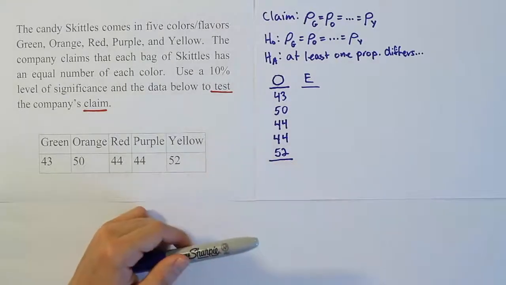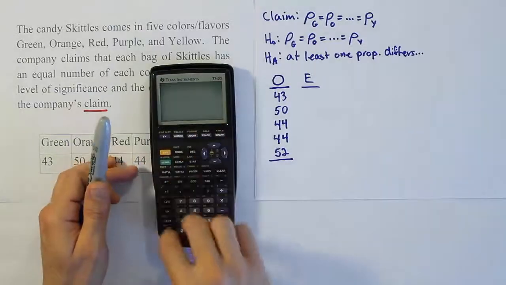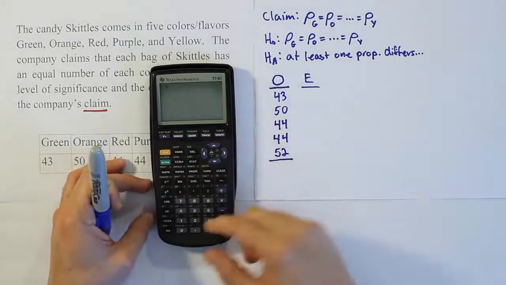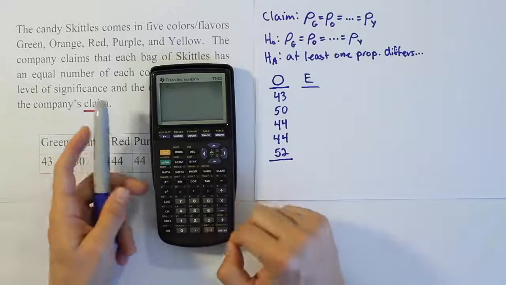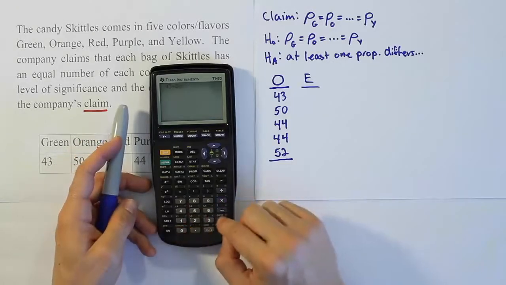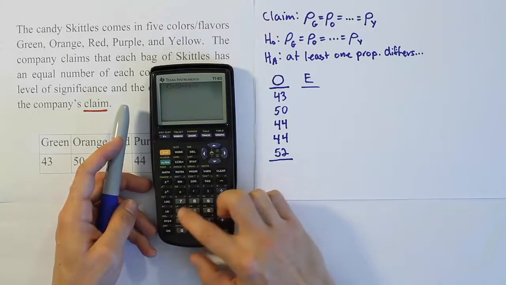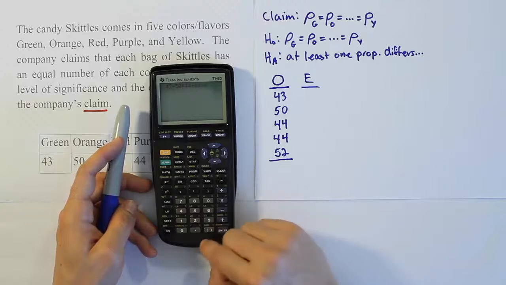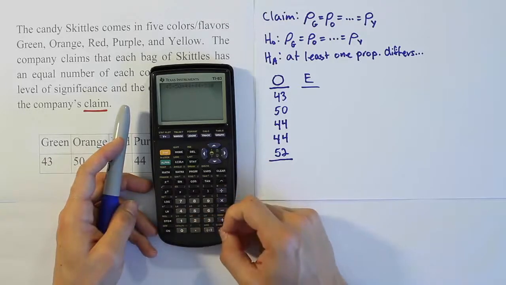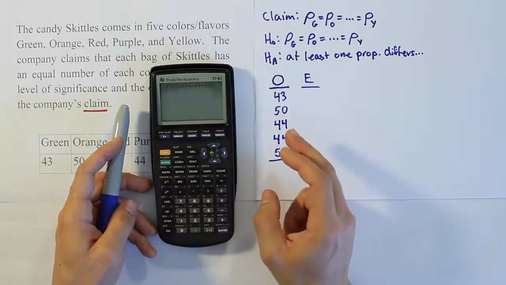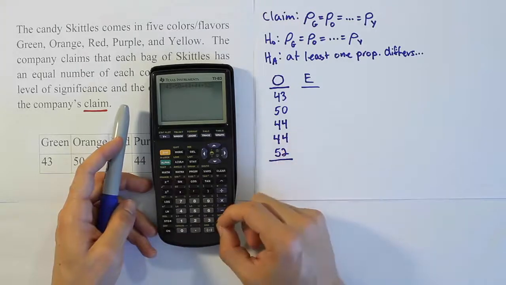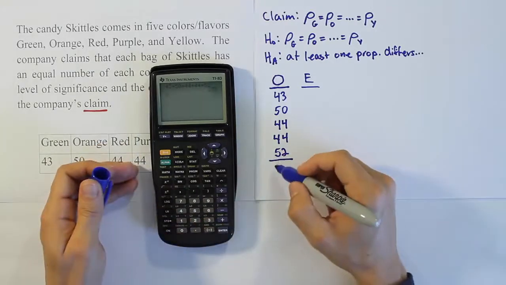So let's start by totaling up the observation column to see what our total is, because we're going to need our n, our sample size, for the problem. How many Skittles did they look at here? So you have 43, 50, 44, 44, 52. And you do that, you get 233.